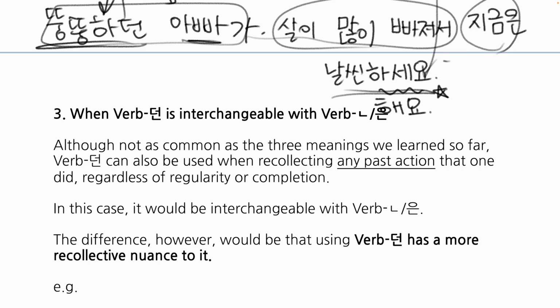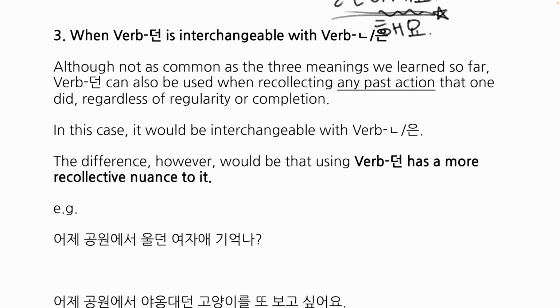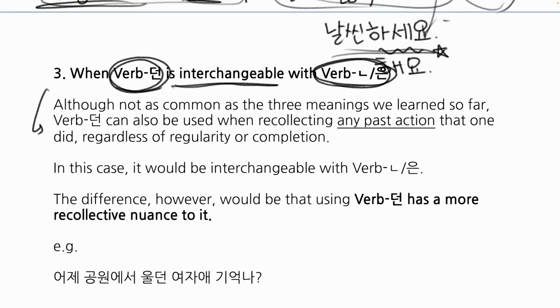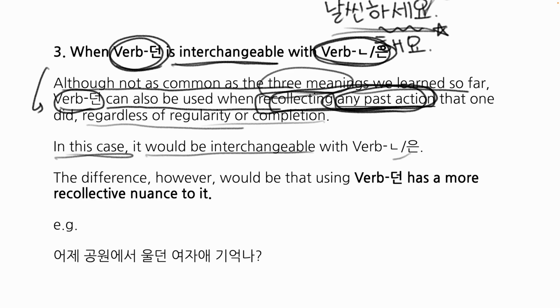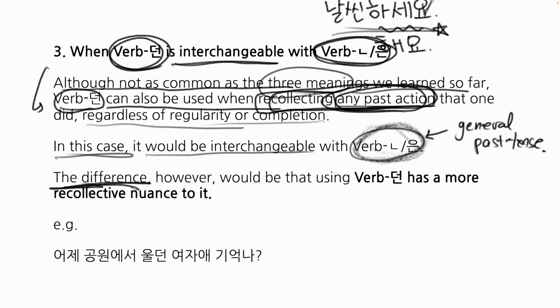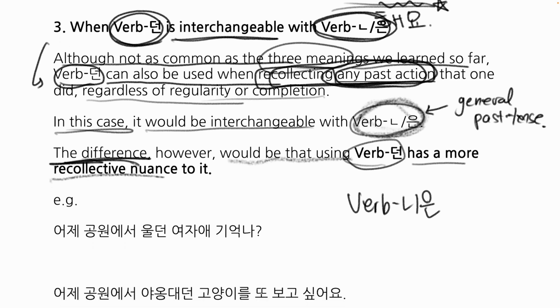So before we move on to verb 았었던, there's one more point that I would like to cover, which is that 던 can also be interchangeably used with verb-은 in this case. So although not as common as the three meanings that we just learned, verb 던 can also be used when recollecting any past action, regardless of regularity or completion. Whether it happened on a regular basis or whether it's unfinished or not, it can refer to any past action. So in this case, it would be interchangeable with verb-은 since this is a general past tense modifier of any action done in the past, right? But the difference between 던 and 은 in this case would be that using verb 던 has a more recollective nuance to it. So verb-은 sounds just quite plain. It's just an action that happened in the past, but verb 던 makes it have a more recollective nuance to it.